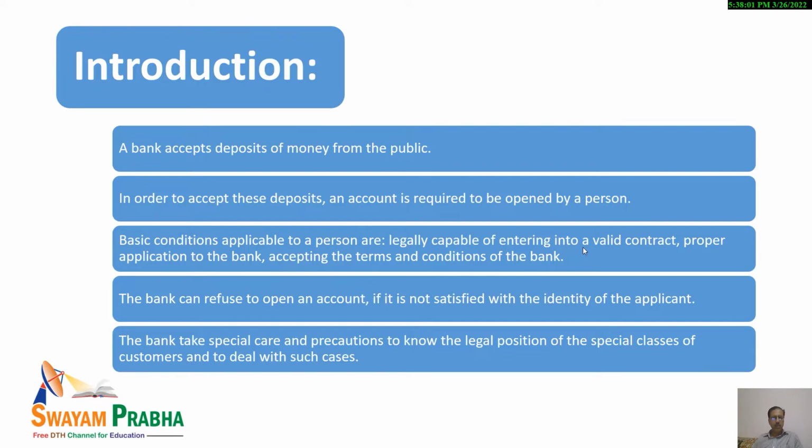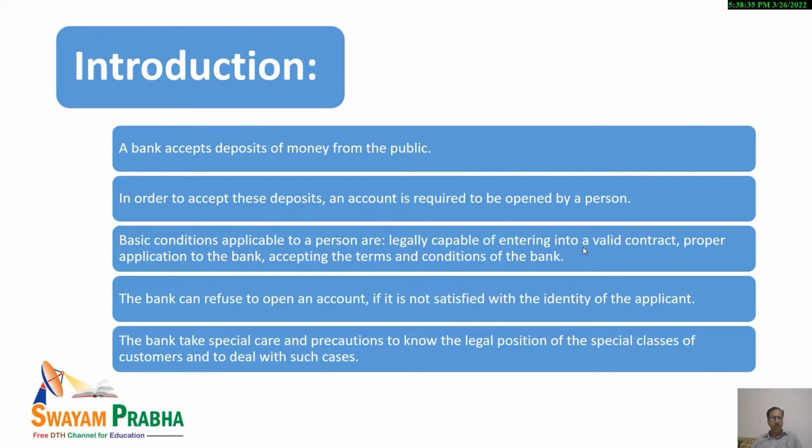So a person may deposit the money in a saving bank account, or he or she or an institute may open some other category of account. It may be a current account, an RD account, that is a recurring deposit account, or an FD account, that is a fixed deposit account. These are the basic types of accounts that may be opened by the customer in the banks. And various other types of accounts are there.